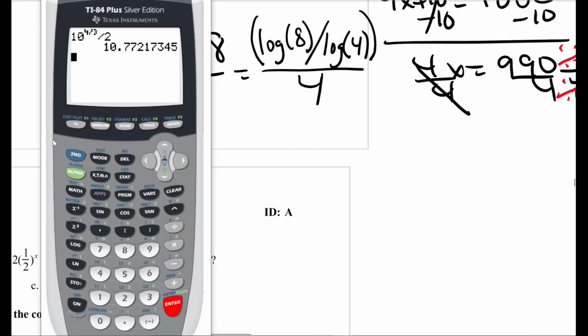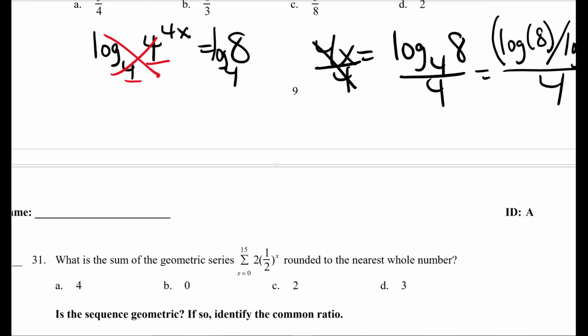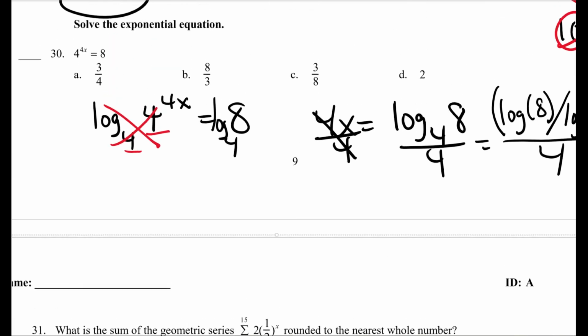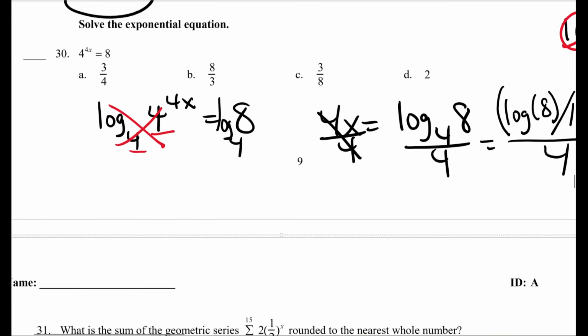Okay, so we're going to do that on here. So let's put that in parentheses. So parentheses, log of 8 divided by log of 4, close parentheses, one more time, divide that by 4. We get 0.375. Let me double check the number here real quick.